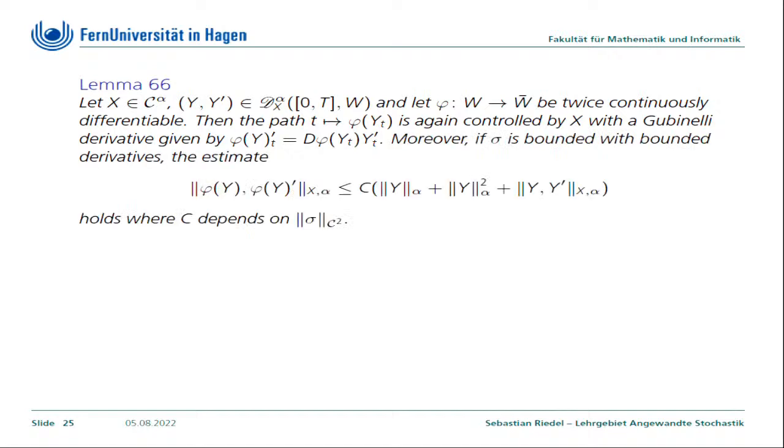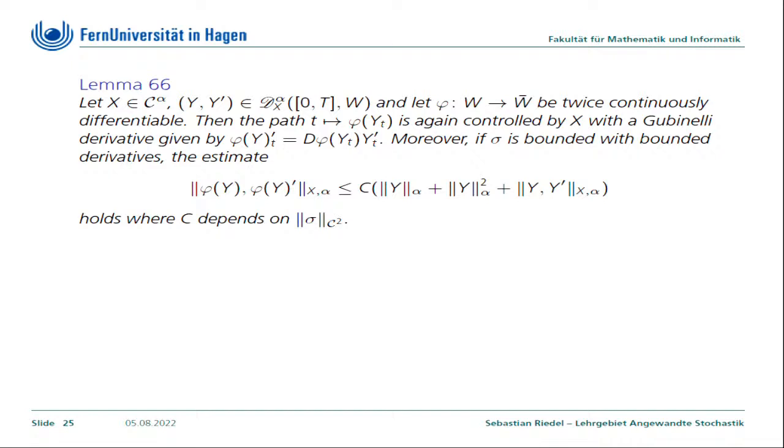Moreover, if you already know that sigma here is bounded with bounded derivatives, then you can also give an estimate of the composition of this controlled path in this controlled path semi-norm, depending on the alpha Hölder norm of y, and the semi-norm of y and y tilde. And the constant c will then, of course, depend on the supremum norm of sigma and its derivatives. We had to assume that.